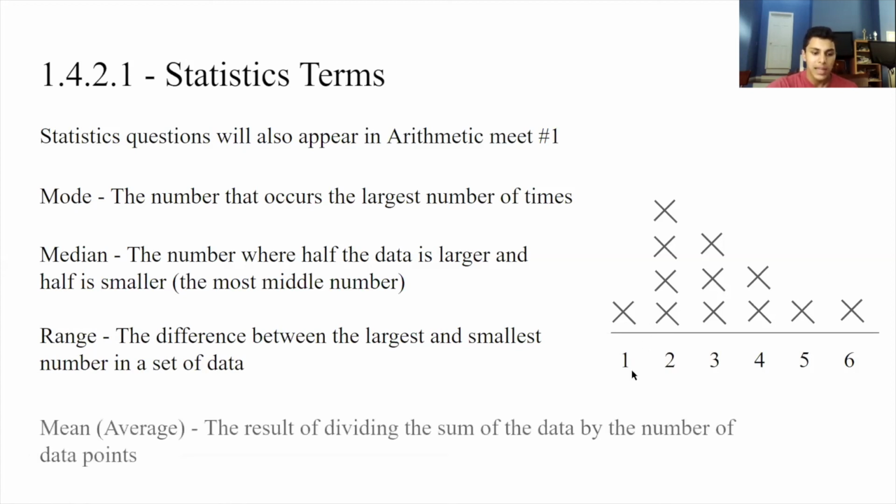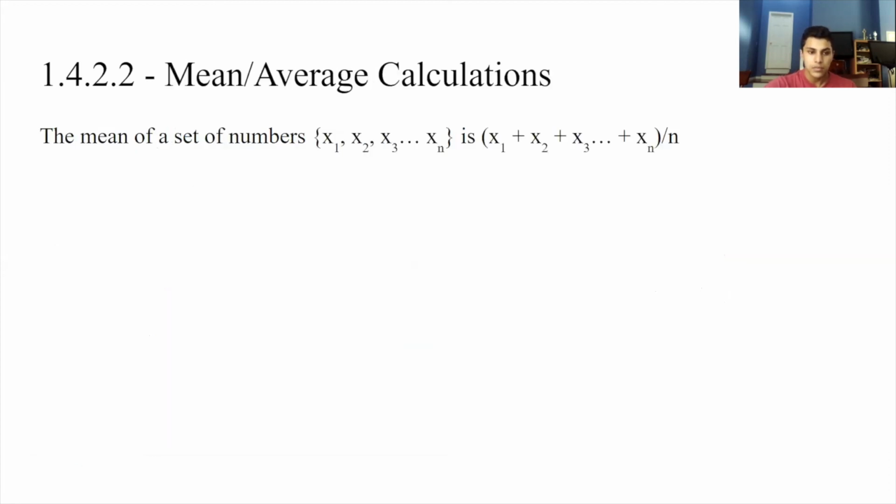And then finally, the mean, also known as the average, was just the result of dividing the sum of all the pieces of data by the number of data points. And I think the average for this set of data was somewhere around 3.06. And then for mean and average calculations, we talked a little bit more about that. We actually got a formula for the mean of a set of numbers, which is just when you add the numbers and divide by the total number, like this.